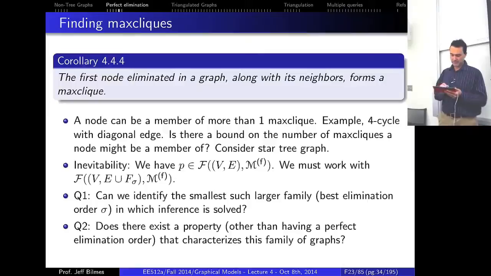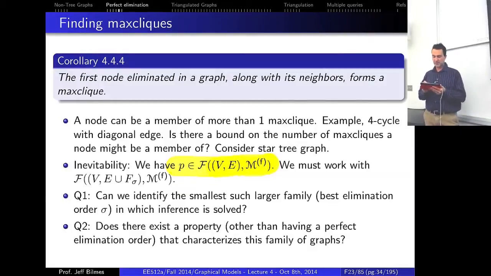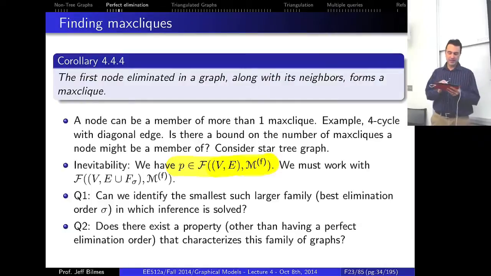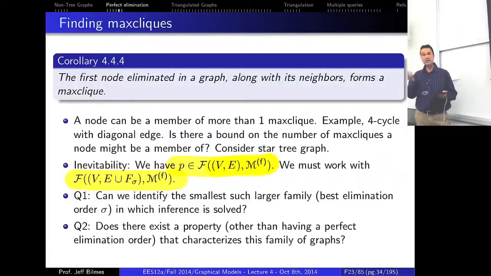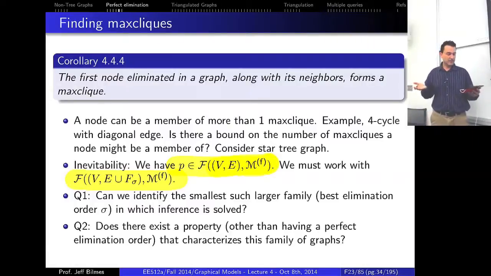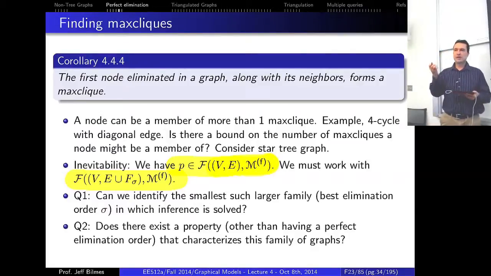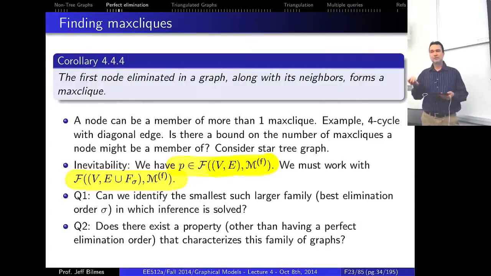This is something that we've said before. We're starting with this graph, V, E, and this factorization property, and we've got some member of P. But computationally, we inevitably are working with this larger family, where we're adding the fill-in edges. So the kind of questions that you might have in your mind are things like, can we identify the smallest such larger family? We've already seen that if we start with a perfect elimination order graph already, there's no fill-in. Other graphs necessarily are going to require some fill-in.